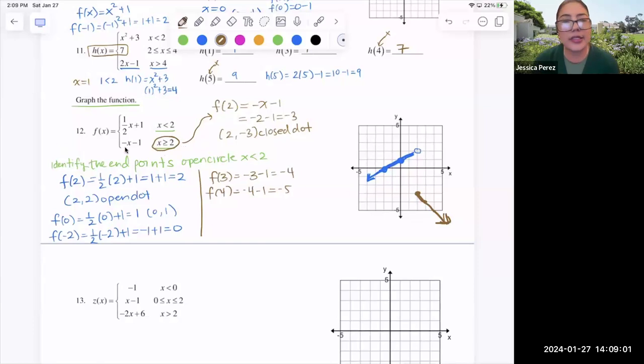Because it has a downward slope, a -1. This one has a positive slope, the 1/2. And then notice how one is open and one is closed. It's open here because at 2 it's going to be an open circle, since it's less than 2, so it's not defined at 2. But this one is defined at 2 because it's greater than or equal to.